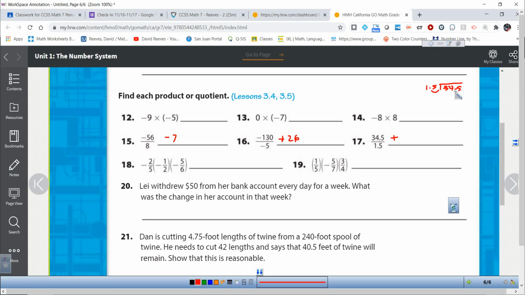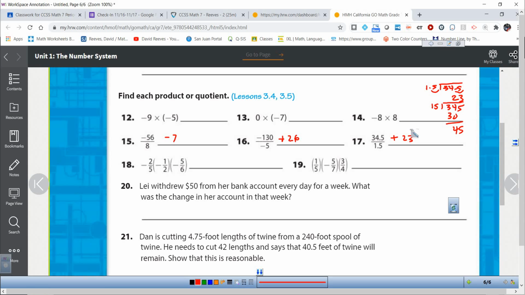And again, we move that decimal over one more time, and we're going to get 15 into 345. So we'd say 15 goes into 34 2 times. 4, bring down the 5. 15 goes into 45 3 times, and we would get a positive 23.